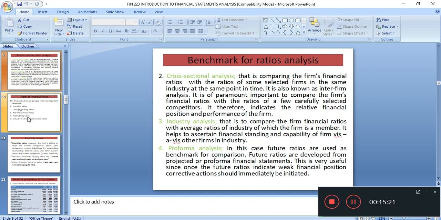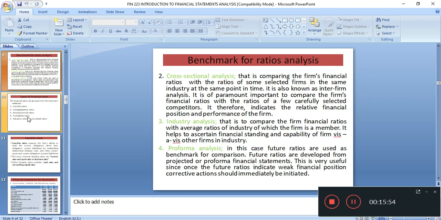Another thing for benchmarking is the industry analysis. For the first, we'll look at time series. For the second, we'll look at the cross section. For the third, we are going to look at industry analysis. That is to compare the firm's financial ratios with the average ratio of the industry of which the firm is a member. It helps ascertain the financial standing and the capability of the firm vis-a-vis other firms in the industry.